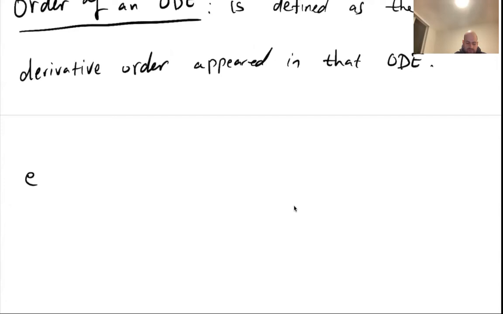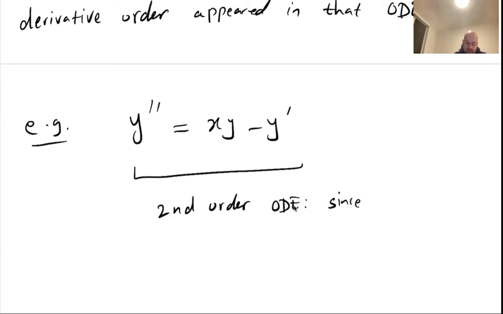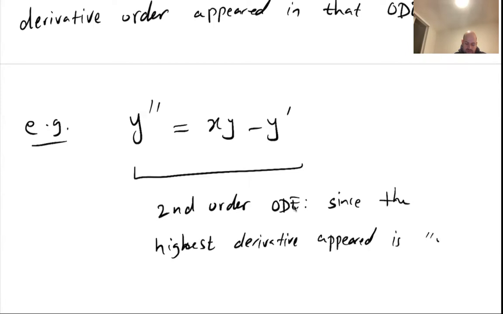So for example, if you have y double prime equals xy minus y prime, then this is a second order ODE, since the highest derivative that appears is y double prime. The highest derivative is the second derivative, so it's a second order ODE.